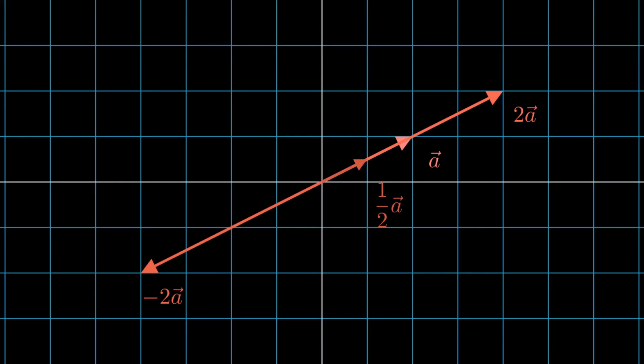If the value you're scaling by is negative, you first flip the vector's direction and then apply the scaling transformation. But, in all cases, the vectors still lie on the same line, and scalar multiplication will never change the line on which the vector lies.